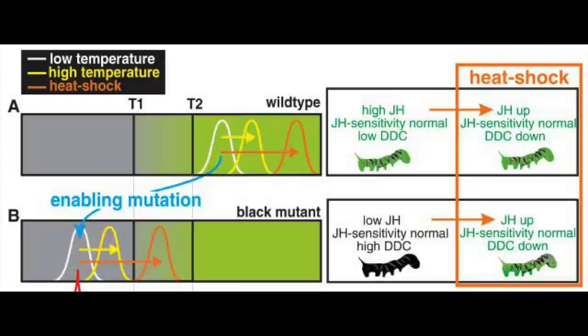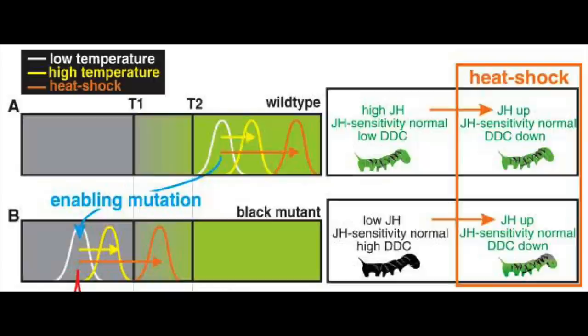In wild-type Manduca sexta, this makes absolutely no difference, because even in the unshocked state, the hormone is strong enough to suppress DDC, so as you can see in this diagram, the larva is green. It's going to stay green. Even if you shift it up a little farther to the right, it's still going to stay green.